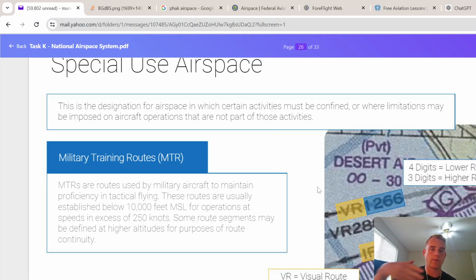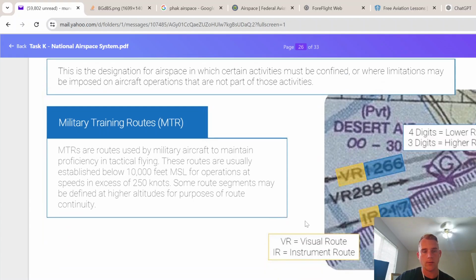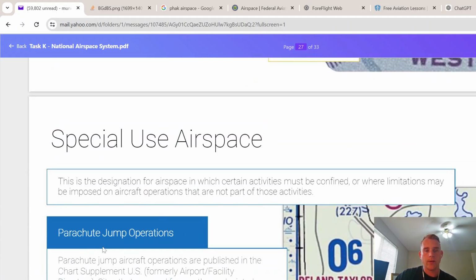But these are military training routes. They're going to be flying along this route. Special use airspace. Moving on.